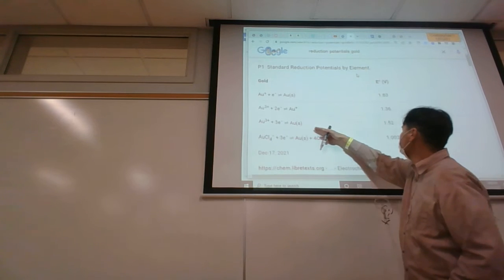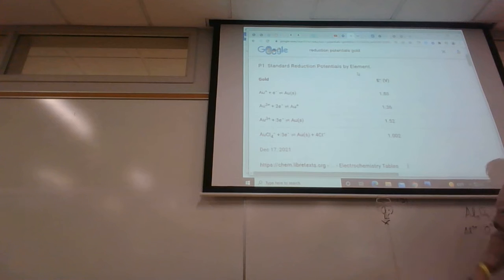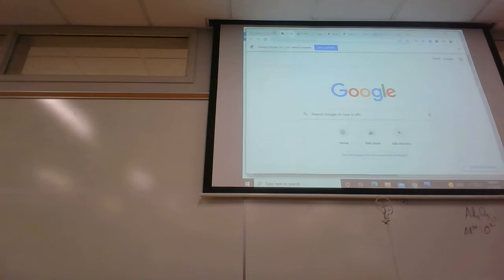And so where do we place that? Well, this is at 1.52 volts. So if I tried to dissolve gold, what would I need to dissolve it? So that's at 1.52 volts. Go back to this.